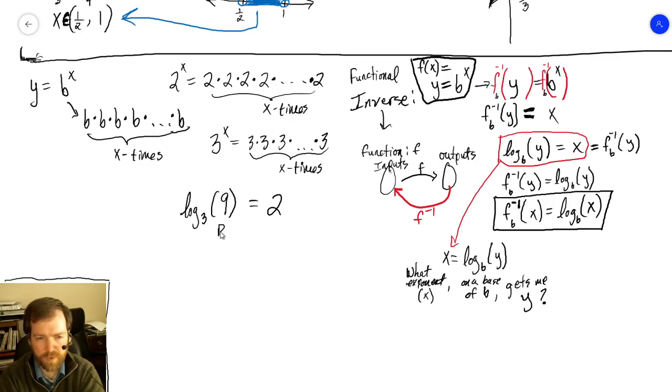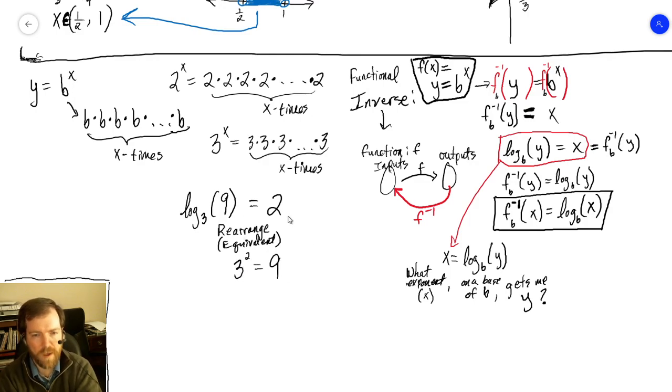9. If we want to rearrange, it is equivalent to rearranging this thing to 3 raised to the second power equals 9. So these are completely interchangeable with each other.